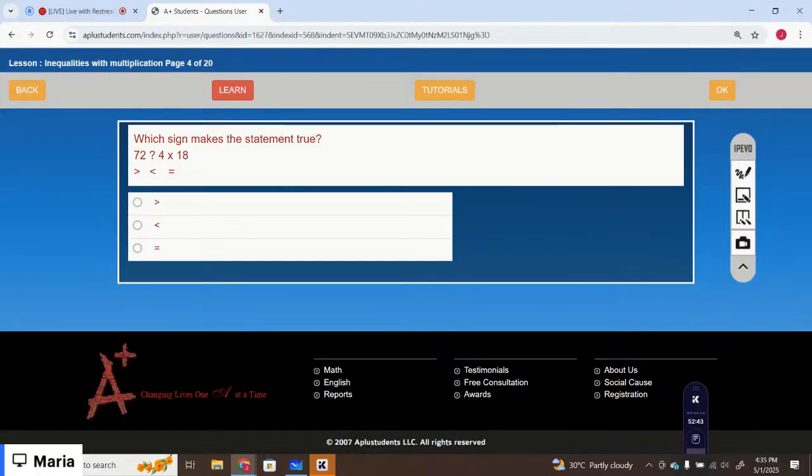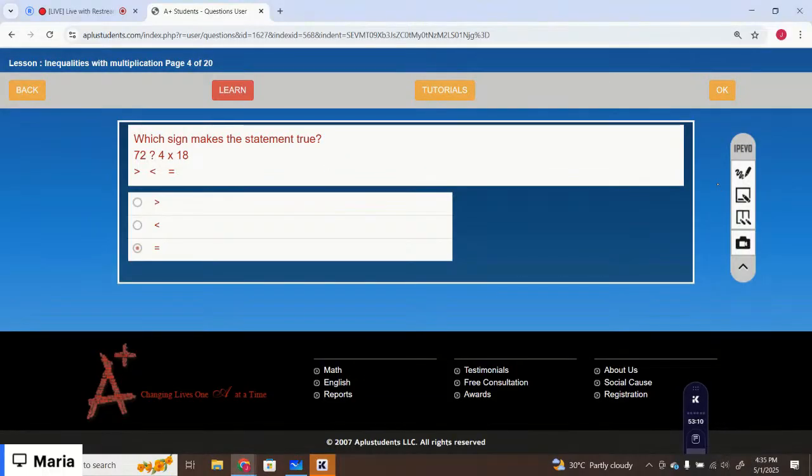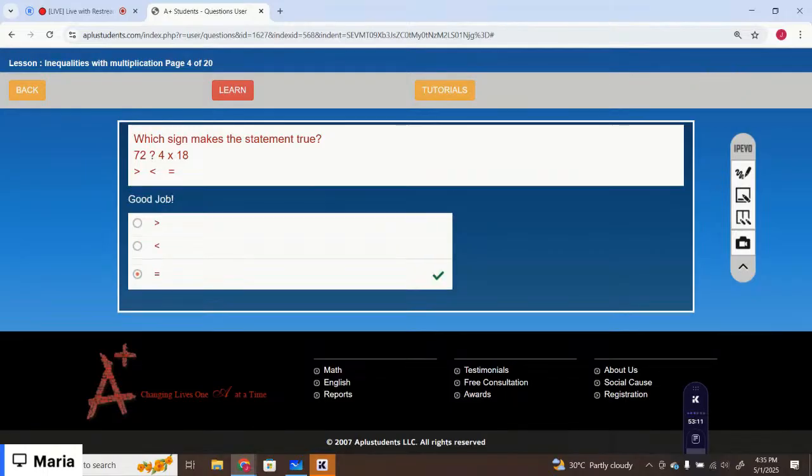Seventy-two and 18 times 4. I think 18 times 4 is 72. 4 times 8 is 32, 4 times 1 is 4. Yes, both sides are exactly equal. Because 18 times 4 is 72, both sides are exactly equal. Option number 3 is the correct option.